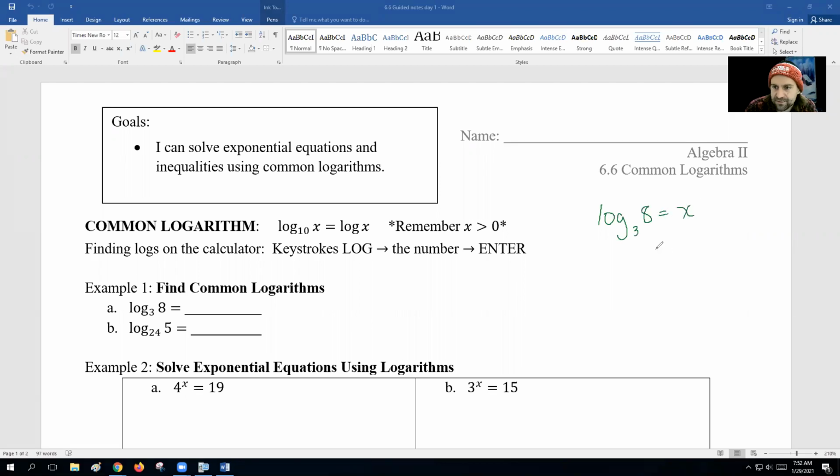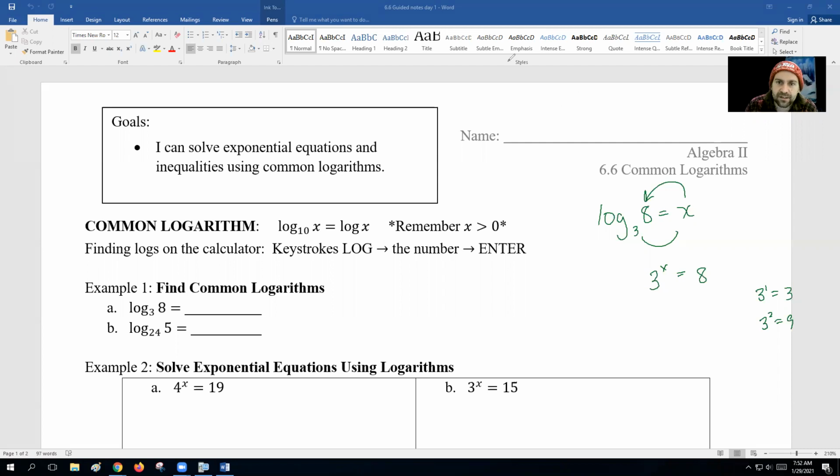Normally what we do is make that equal to x, and we loop and swoop it. And we say, okay, 3 to the x power would equal 8. Well, we know that 3 to the first power is 3, and 3 squared equals 9. There's no way we would be able to figure out a whole number that x would equal. So that means x must be some kind of decimal, and there's really no way to figure it out unless we have some sort of tool, like a calculator.